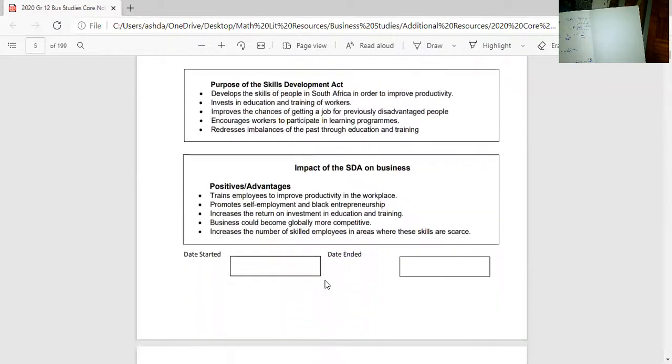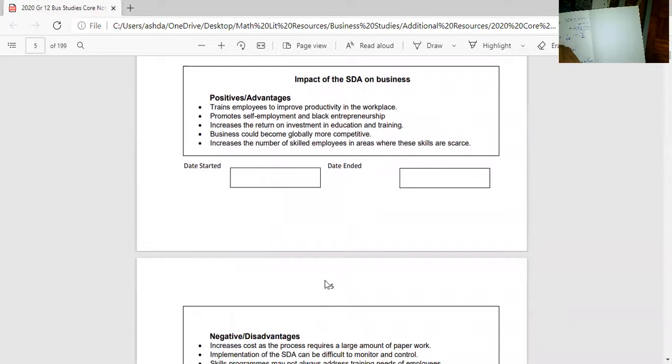Then we go to our impact, and you will see that you have to have one positive and one negative for now. So what do we look at? We look at how the business benefits from the SDA. And I want you to see that there's a repetition here of improving productivity. So if you're aiming at doing well in business, you don't want to repeat yourself. So I feel that the fourth bullet here is a very nice one, so that we know that we are globally competitive. Why are we globally competitive? Because we have a very productive workforce.